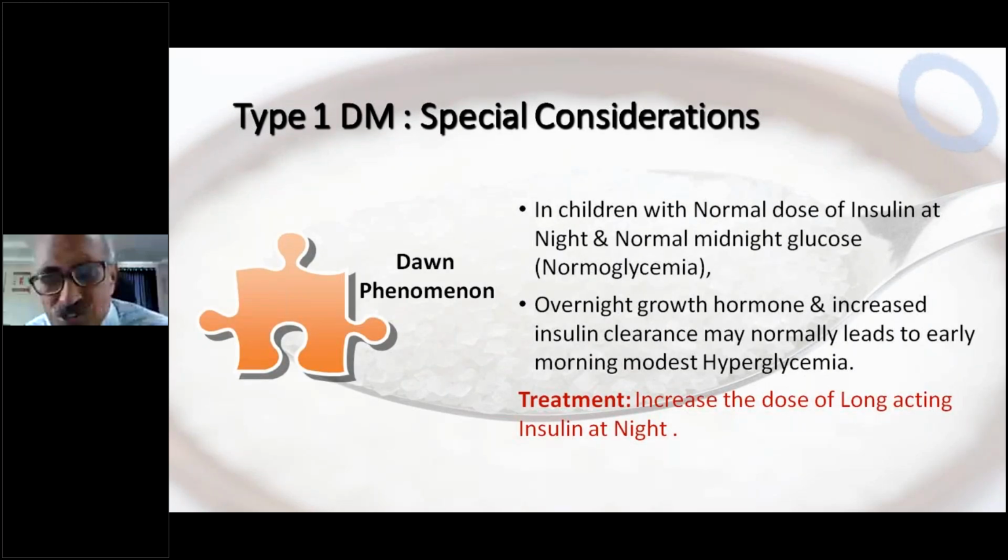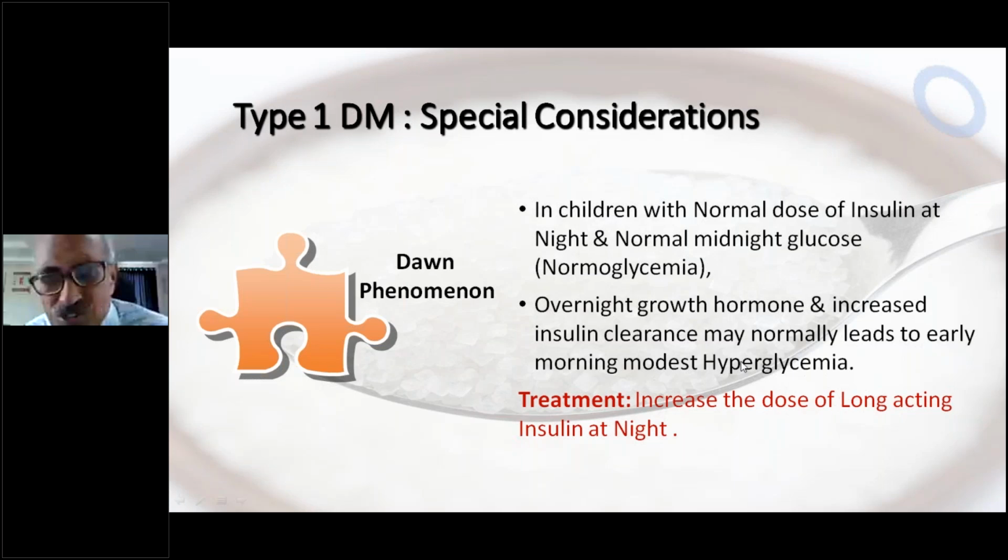The dawn phenomenon is a very, very common phenomenon. What happens is, early in the morning, children with a normal dose of insulin in the night, normal midnight glucose, normal glycemia, but early in the morning, what happens? Overnight the growth hormone levels rise. Actually, early in the morning, the growth hormone increases in the night times. This growth hormone is also a counter-regulatory hormone. Increased insulin clearance may lead to early morning modest hyperglycemia. The insulin is being destroyed. So early morning, they get up with a large hyperglycemia.